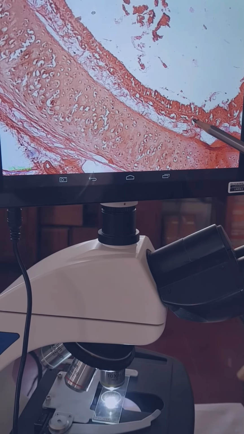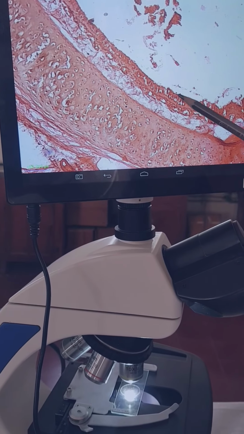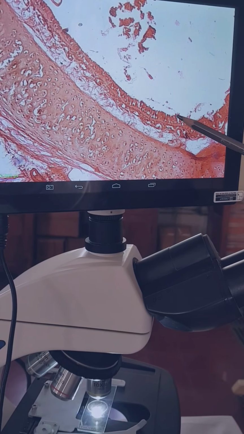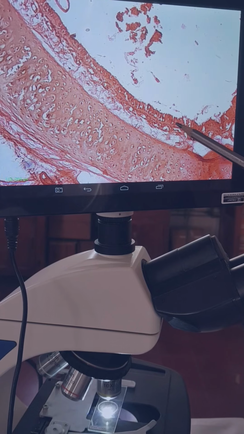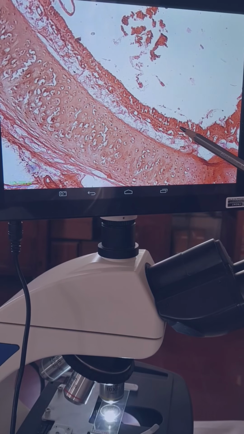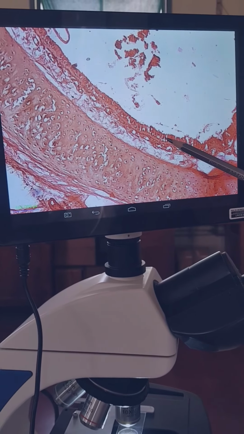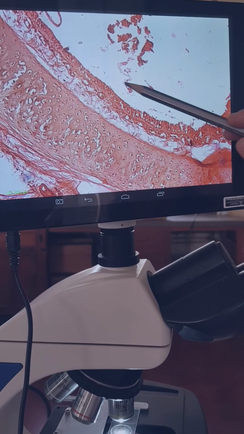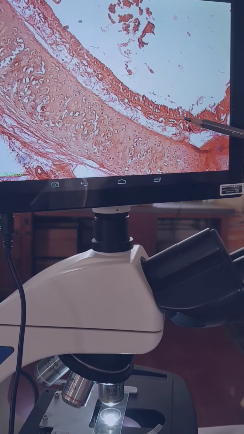After simple epithelium, this is the slide of trachea. It is lined by pseudostratified columnar epithelium. They are ciliated in nature. Pseudostratification means an actual single layer of cells is there, but as nuclei are placed at different levels, they give an impression of stratification. This is the lumen side. This is the pseudostratified ciliated columnar epithelium.